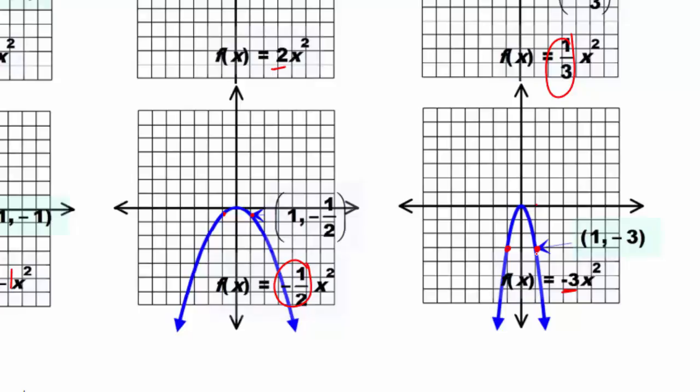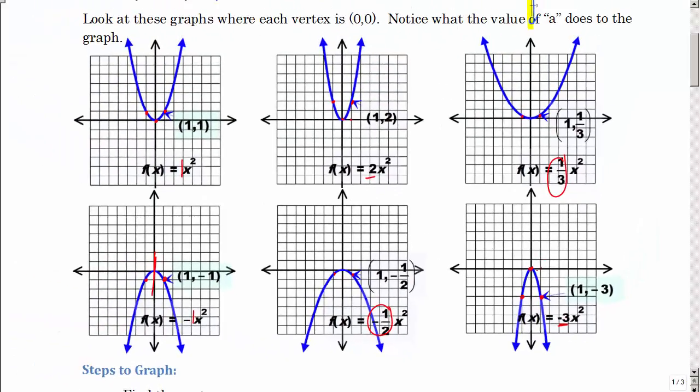And again, you cannot continue that process. You would get a line. That's not what we want. But from the vertex, you can use your value of a to help you graph it. In fact, that's how we're going to graph these parabolas.